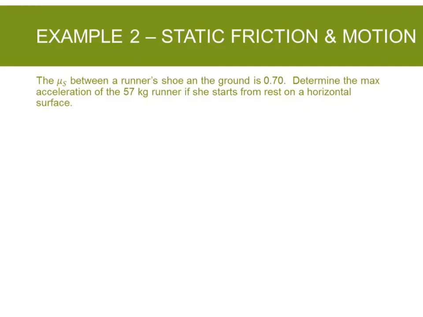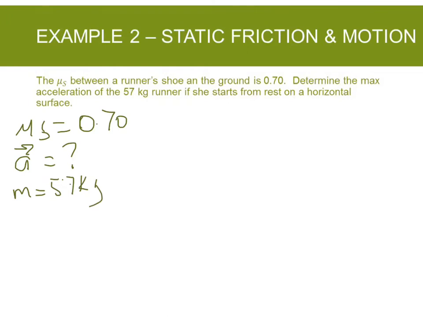All right, so while static friction is talking only about things that aren't moving, static friction can cause motion, and that's what we're looking at in this example. Here we're told that we have a coefficient of static friction between a runner's shoe and the ground, and that value is 0.70. It's asking us to determine the maximum acceleration, and we have a mass. She's starting from rest, which isn't a huge deal for us right now.